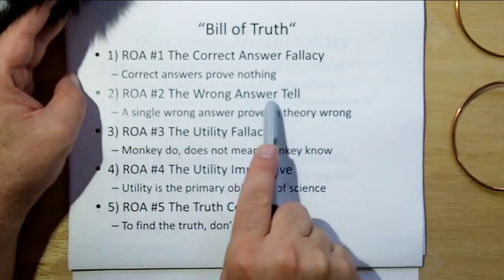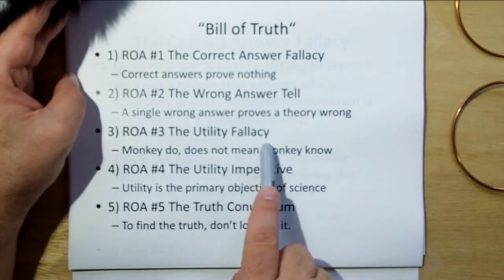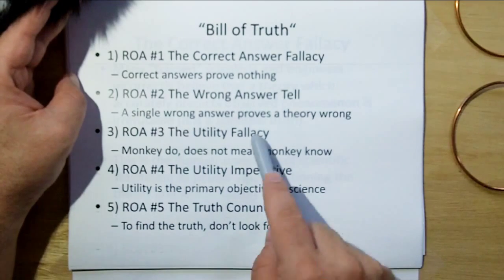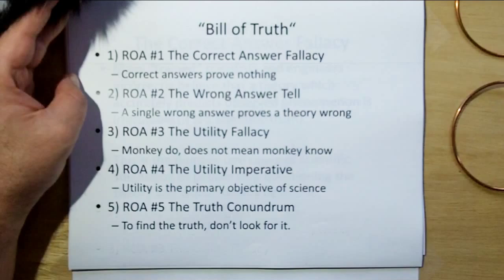And so Rule of Acquisition 2 is wrong answer tell. Rule of Acquisition 3 is the utility fallacy. Rule of Acquisition 4 is the utility imperative. These seem to be contradictory, but when you get there, you'll see it makes sense. And Rule of Acquisition 5 is the truth conundrum. To find the truth, don't look for it.